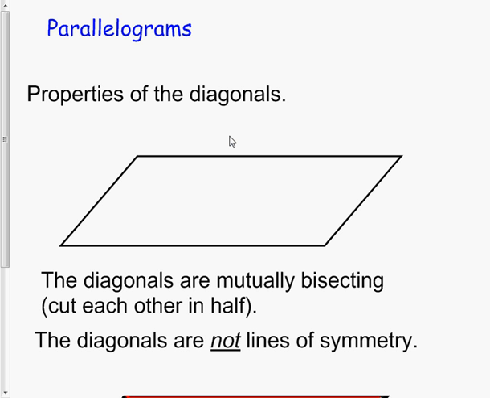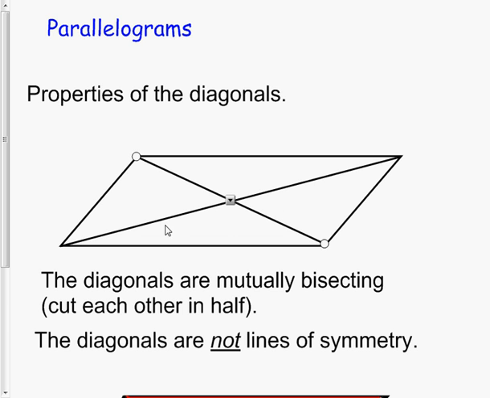In this video, we're going to look at parallelograms and their properties. Let's start by looking at the shape, and then at the diagonals and what they do. The diagonals of a parallelogram are said to be mutually bisecting, which means they cut each other in half. If we look at the diagonals here, each diagonal cuts this shape in half.